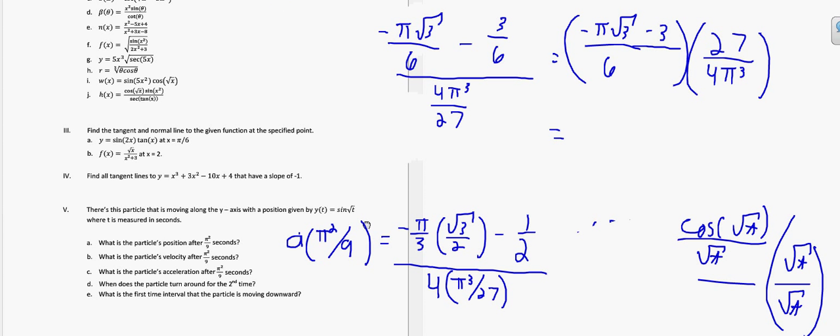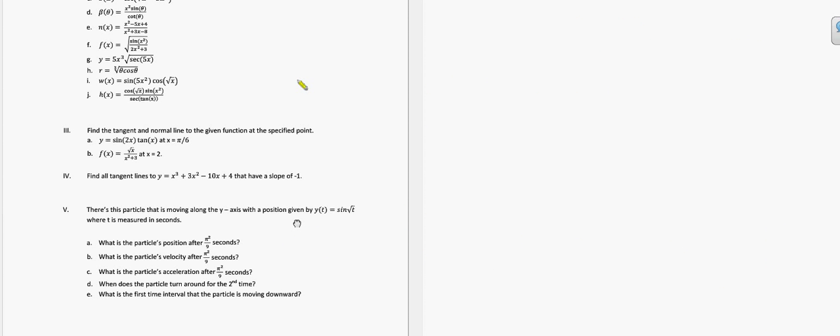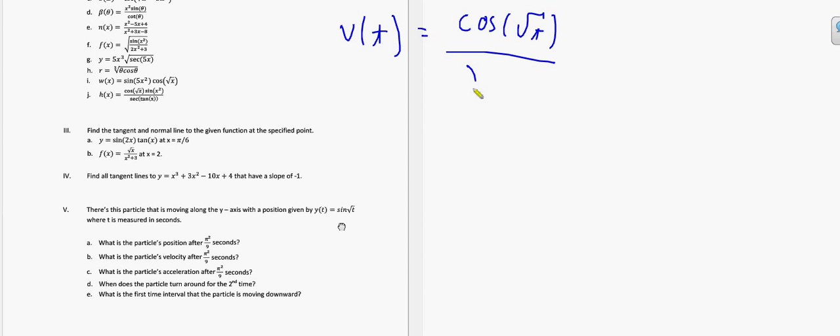Okay. Let's clear all this stuff out. Asking when the particle turns around is the same thing as asking when the velocity changes sign. So we need that velocity equation again, which was cosine root t over 2 root t. And we want to know where this thing is equal to 0. Well, this thing can only be 0 when the top is 0, when the numerator is 0.